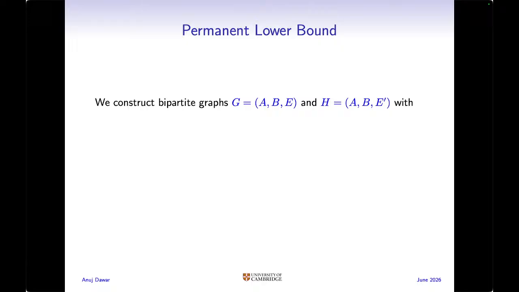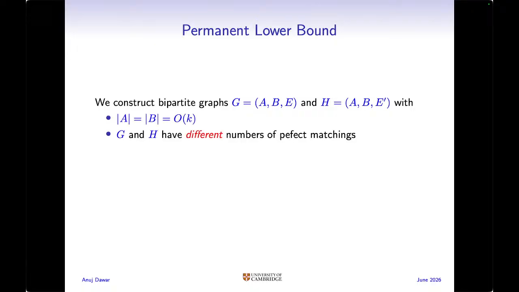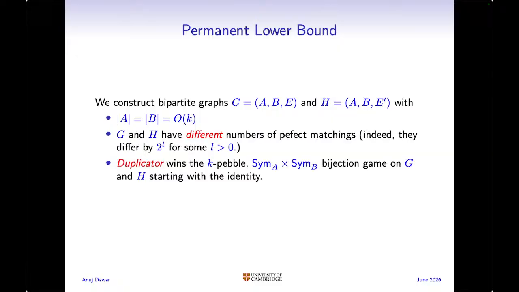So it remains to get the permanent lower bound. It remains to come up with a pair of bipartite graphs, of size linear in K, with a different number of perfect matchings, where the duplicator wins the K-pebble bijection game. So size linear in K, that's what's going to give us the exponential lower bound, right? If we got size K squared, we would get a 2 to the square root of n lower bound, for instance. Okay.